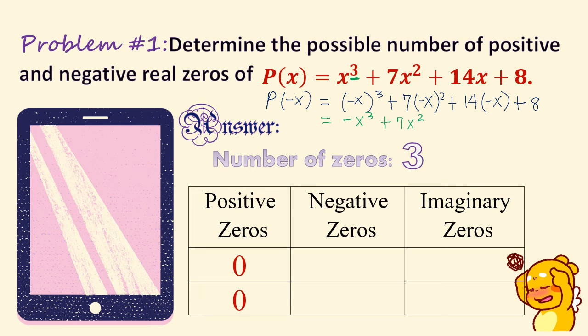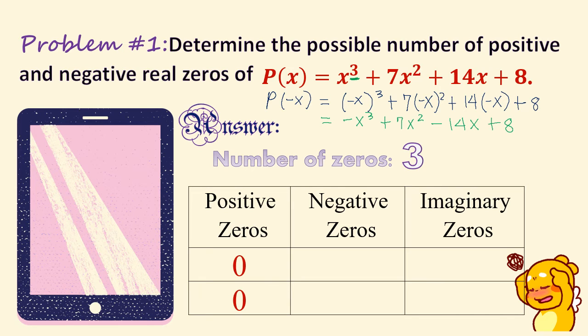Next, positive 14 multiplied with negative x, so we will have negative 14x. And of course, simply copy the constant. And we're done. We were able to simplify the polynomial function already.